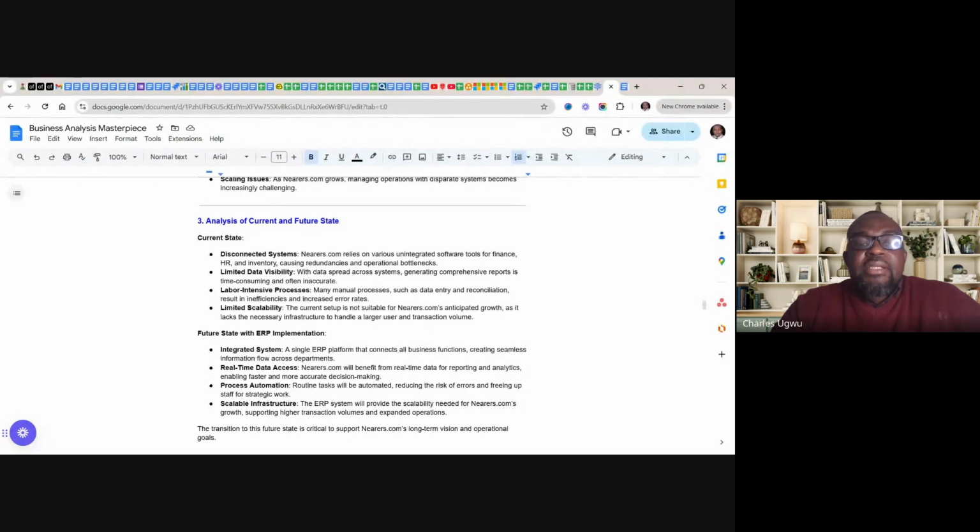Limited scalability. The current setup is not suitable for Nearas.com's anticipated growth. With what we are trying to achieve, challenging the big names in the industry, we cannot do that with what we have at the moment. As it is, it lacks the necessary infrastructure to handle a large user and transaction volume. So that is where we are at the moment.